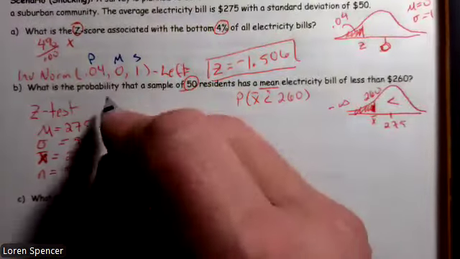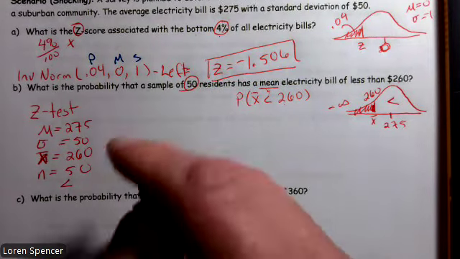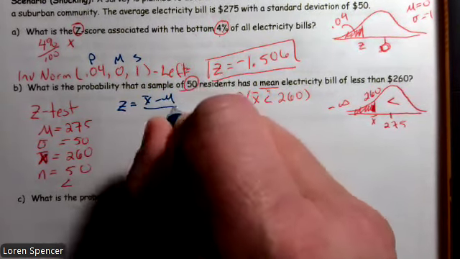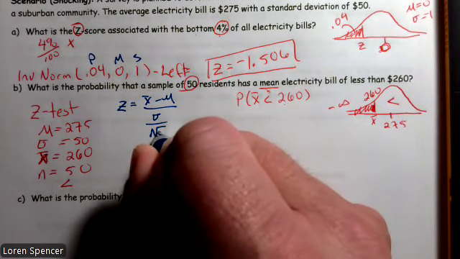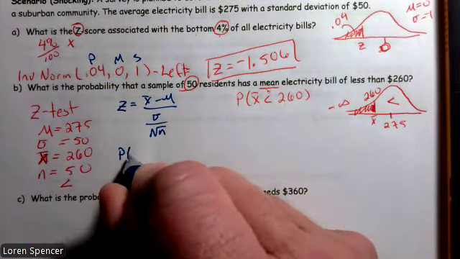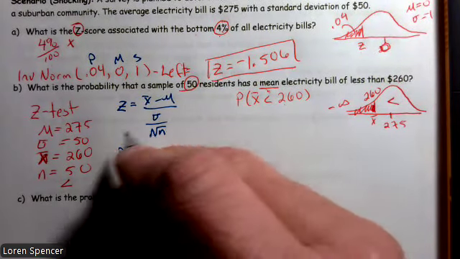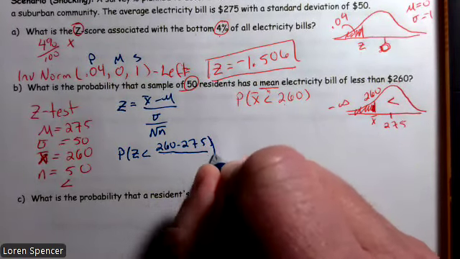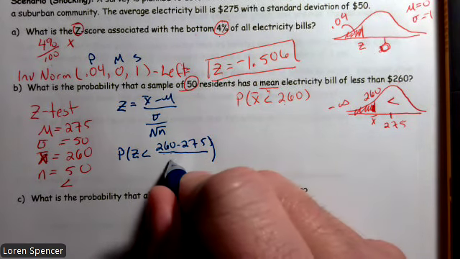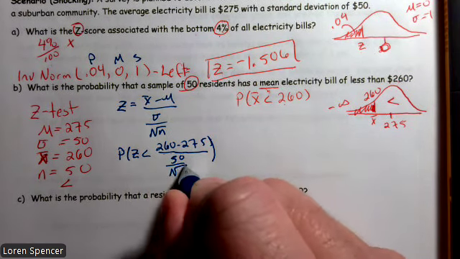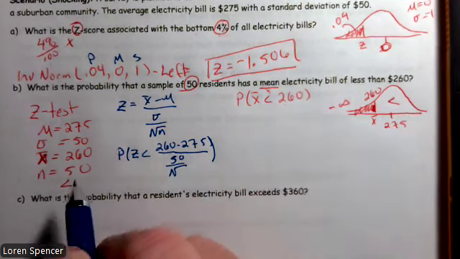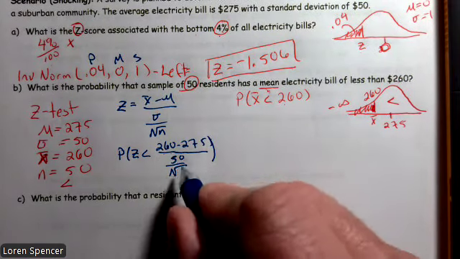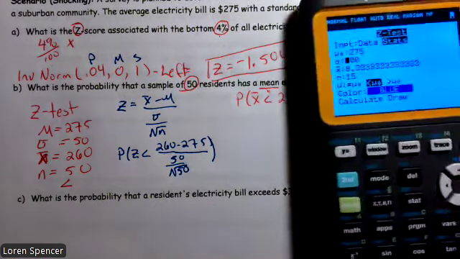Now, while I don't require this, a lot of teachers will. So I'm going to write the formula and plug in. Technically, we're looking for this formula, z equals x bar minus mu over the standard deviation divided by the square root of n. So we want the probability that z is less than 260 minus the 275 over 50 divided by the square root of, excuse me, is our sample size 52? Yep, our sample size is 50 as well. All right, so that's what we're looking for.